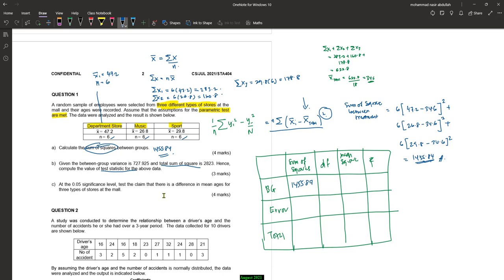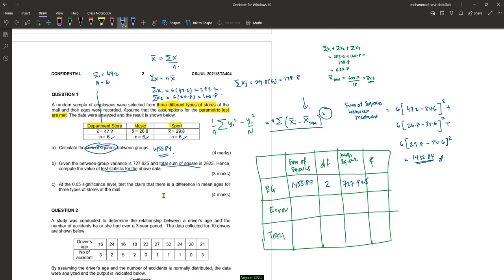between group is k minus 1. So we have 3 groups here. 3 minus 1 is equal to 2. And then they give us the value 727.925. So to confirm whether our result in A is correct or not, we just multiply 727.925 with 2. So supposedly we will get the same thing, 1455.85 basically.